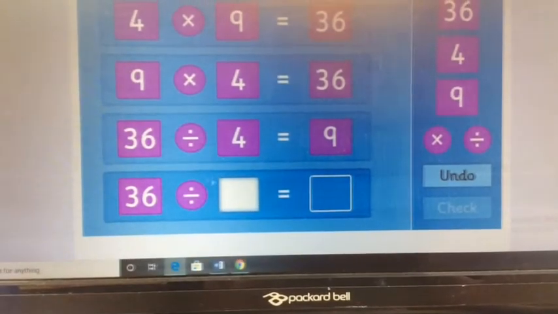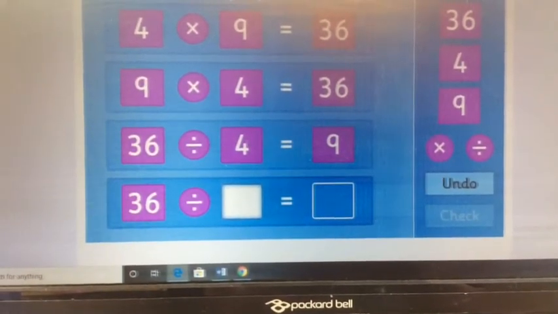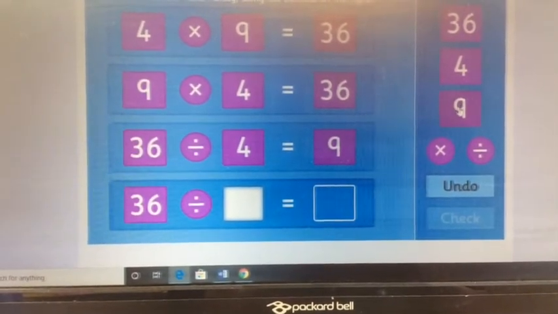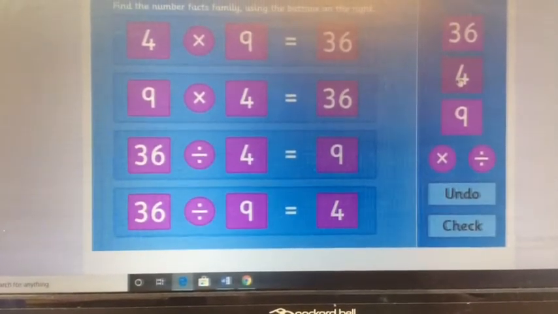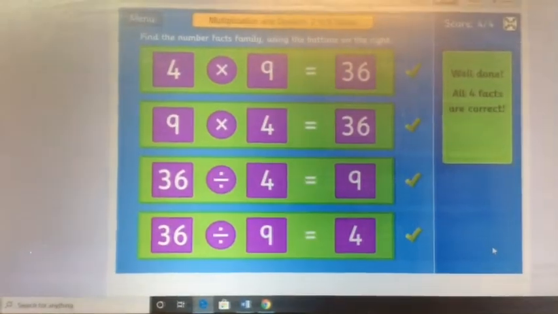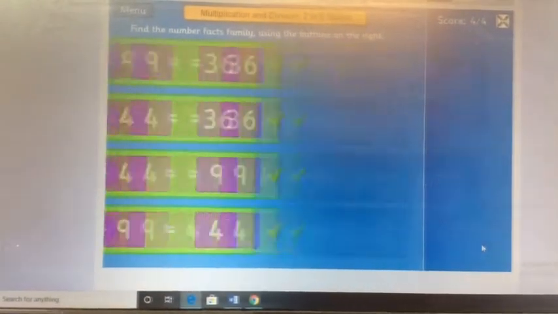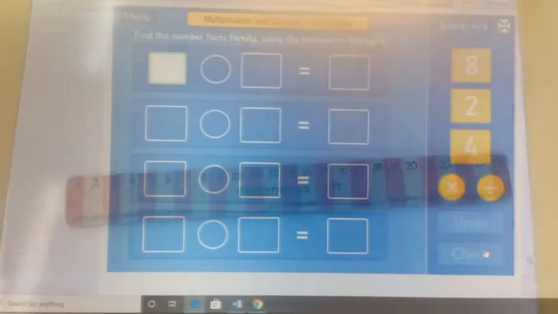The bigger number, you've already done 36 divided by 4. So now do 36 divided by 9. And the answer must be 4. Check. Play a few times and with different times tables.